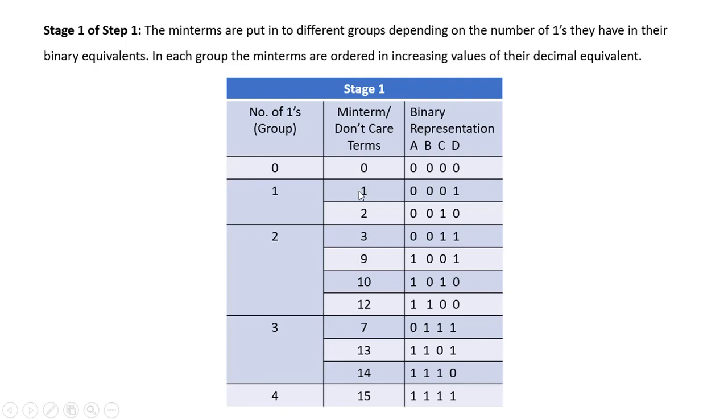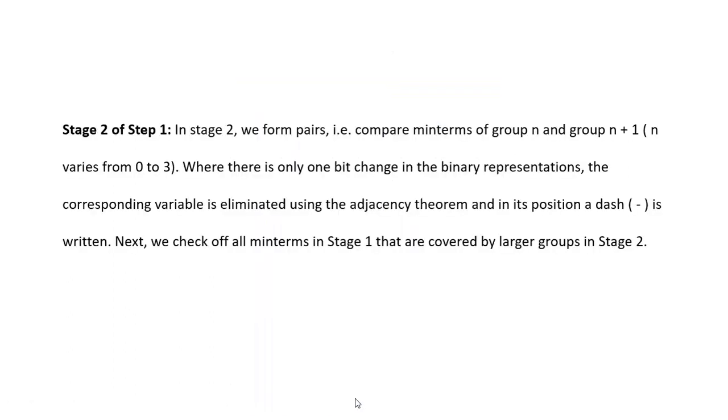So we will compare 1 with 3, then 1 with 9, 1 with 10, 1 with 12. Similarly after that 2 with 3, 2 with 9, 2 with 10, 2 with 12. Then for these two groups, 3 with 7, 3 with 13, 3 with 14. Similarly 9 with 7, 9 with 13, 9 with 14, 10 with 7, 10 with 13, 10 with 14, 12 with 7, 12 with 13, 12 with 14, and similarly 7 with 15, 13 with 15, 14 with 15. So we do the comparisons like this. Group n and group n plus 1, where n varies from 0 to 3.